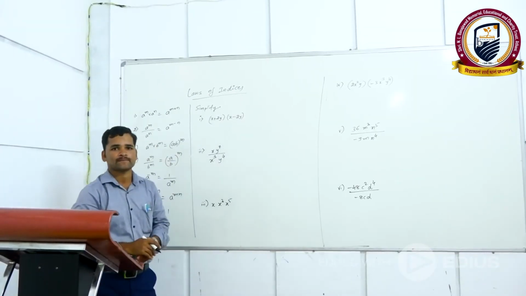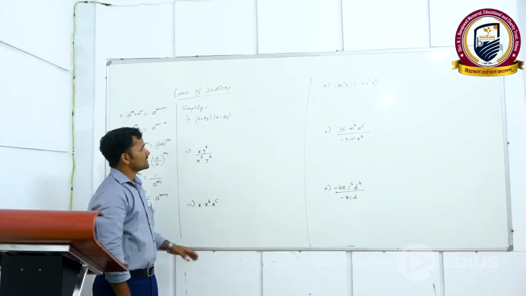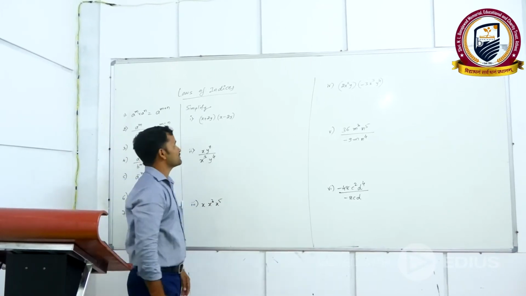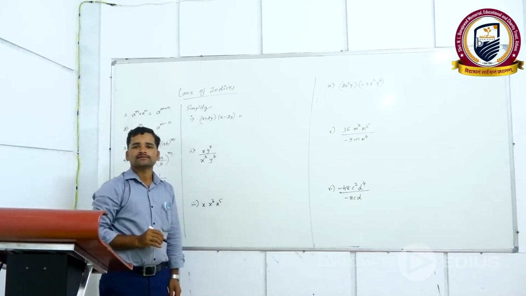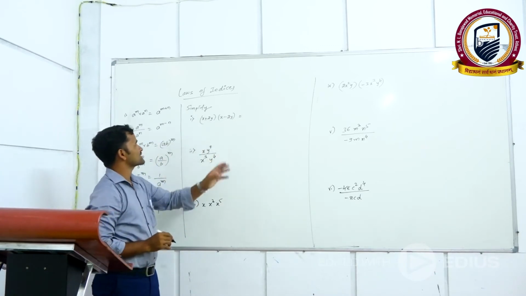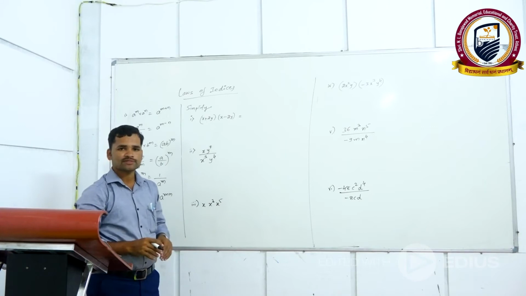Next. Yes, I have written 6 more problems here. Let me solve. x minus 2i into x plus 2i. This multiplication is there. Means all these 6 problems are to simplify.